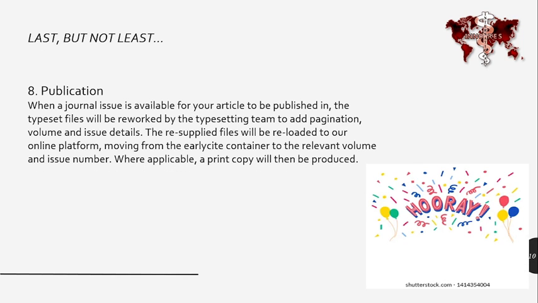And now, last but not least, the publication. When a journal issue is available for your article to be published in, the typeset files will be reworked by the typesetting team to add pagination, volume, and issue details. The resupplied files will be reloaded to an online platform, moving from the Early View container to a relevant volume and issue number. Where applicable, a print copy will then be produced. So that is that.